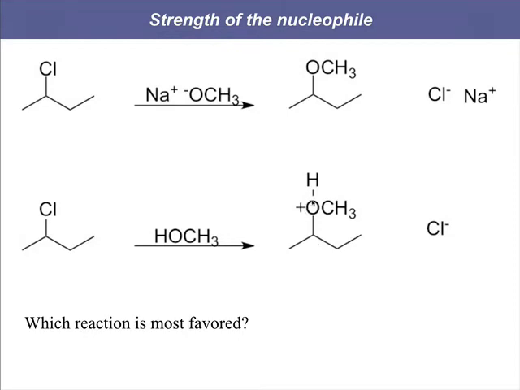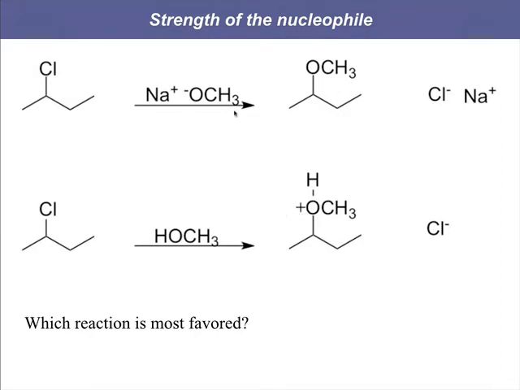Our oxygen already has a bond on it. It's got 2 bonds, in fact. And so we're making a 3rd bond to our substrate. That's going to give oxygen a positive charge. Remember, oxygen with 3 bonds and 1 lone pair has a positive charge. So, which reaction is more favored?